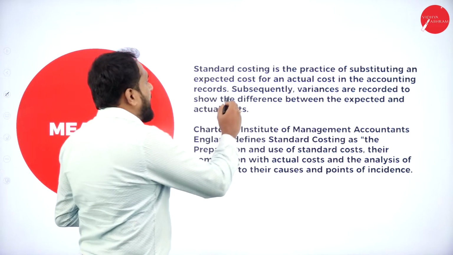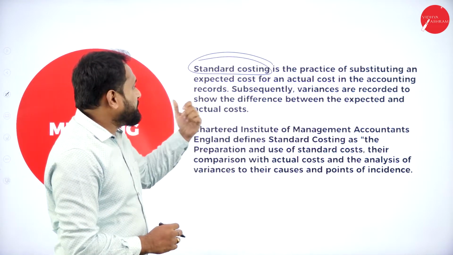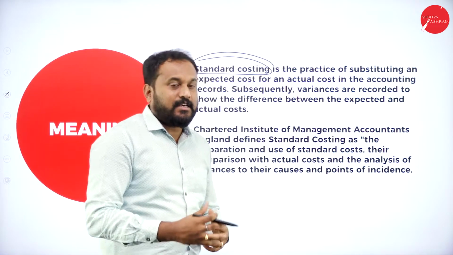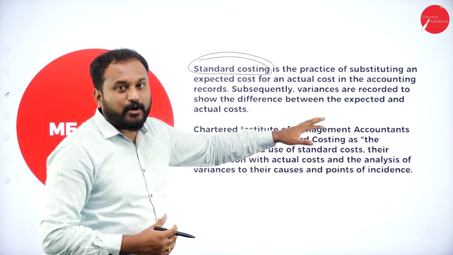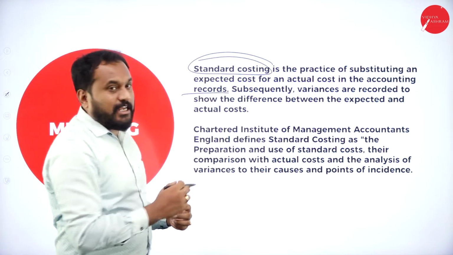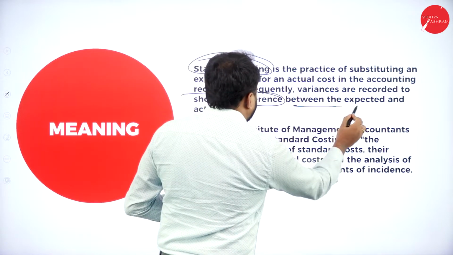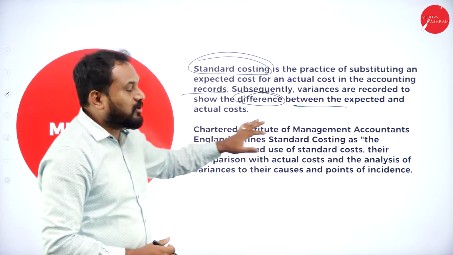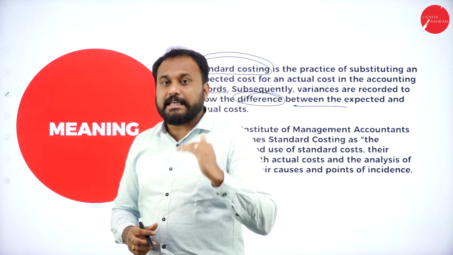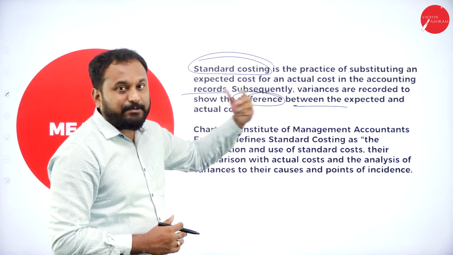What exactly is it? Standard costing is the practice of substituting an expected cost for an actual cost. That is, what exactly the expected cost is and what the actual cost is. So that is the substituting in the accounting records. Subsequently, variances are recorded to show the difference between the expected and the actual cost. Now, this is very important. You need to know that there is something called the actual cost. We need to always measure the actual cost and not the cost which we are expecting it to be.